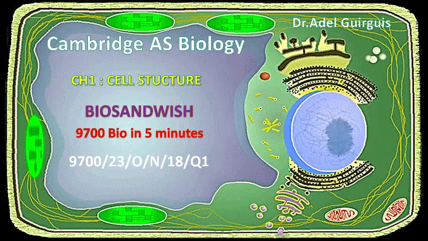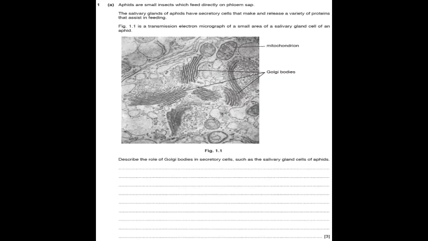Variant 23. Year 2018. Aphids are small insects which feed directly on phloem sap. The salivary glands of aphids have secretory cells that make and release a variety of proteins that assist in feeding. Figure 1.1 is a transmission electron micrograph of a small area of a salivary gland cell of an aphid. Describe the role of Golgi bodies in secretory cells, such as the salivary gland cells of aphids.